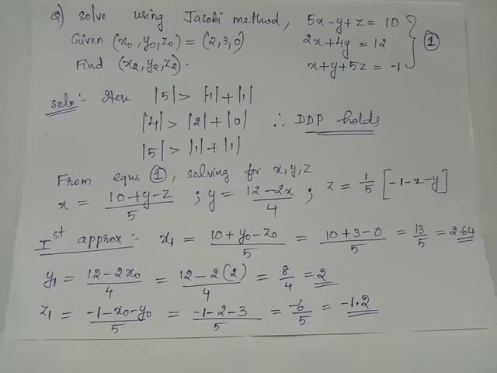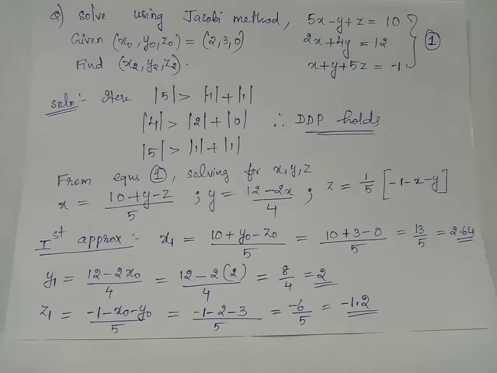In the third equation also, it is true that the absolute value of 5 is greater than the absolute value of 1 plus the absolute value of 1. Thus, in all the three equations, it remains true that the absolute value of the diagonal coefficient is greater than the sum of absolute values of the remaining coefficients. Thus, the diagonal dominance property holds true here.